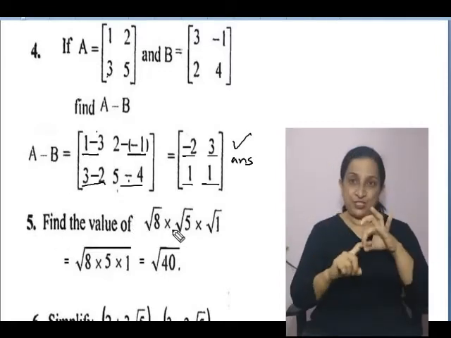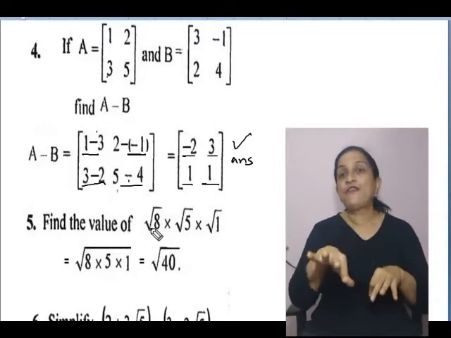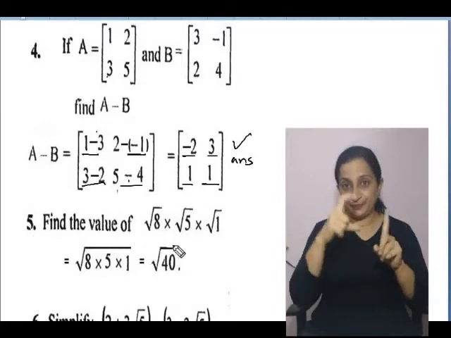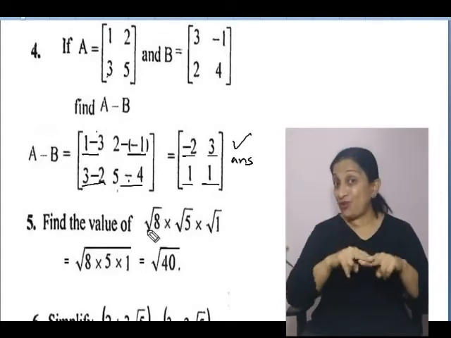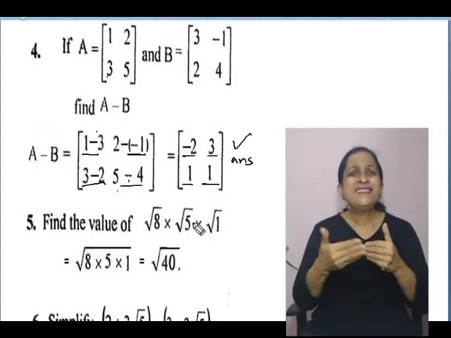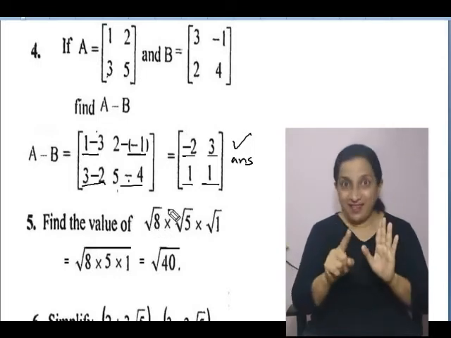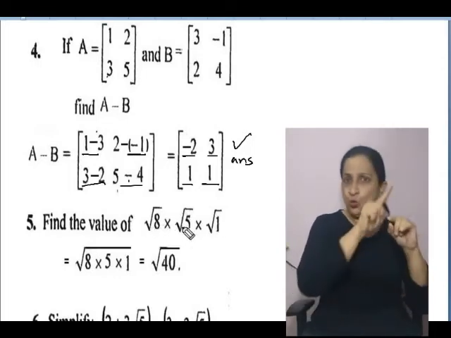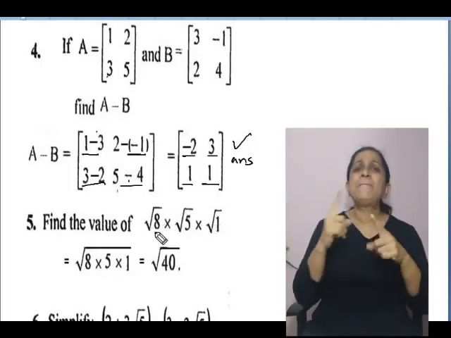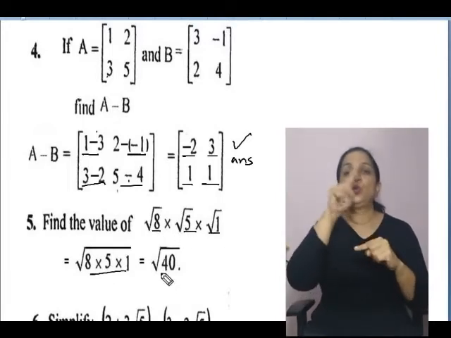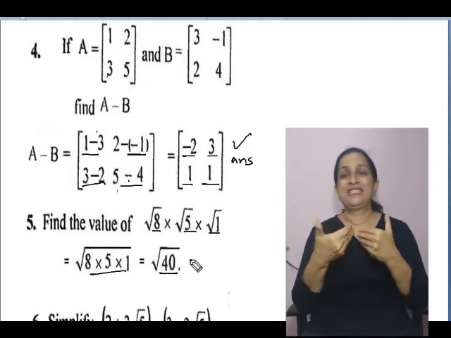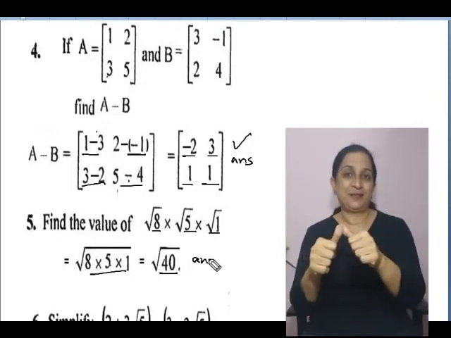Fifth, find the value of, this is a surds problem, root 8 into root 5 into root 1. Very, very simple. As I had told in the earlier formulae, if there is a multiplication in surds, then under the root you can straight away multiply whatever is there under the root. So it becomes 8 into 5 into 1. So it is 40. 8 fives are 40. This is the answer.